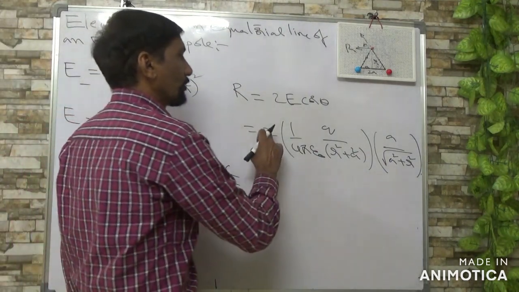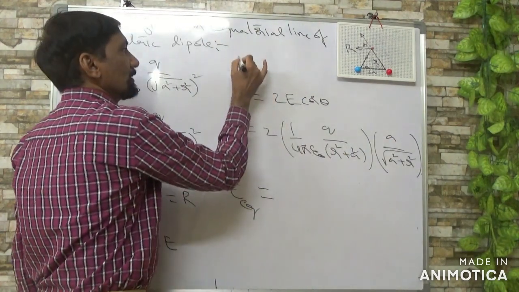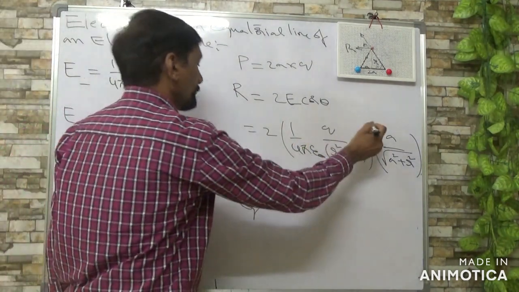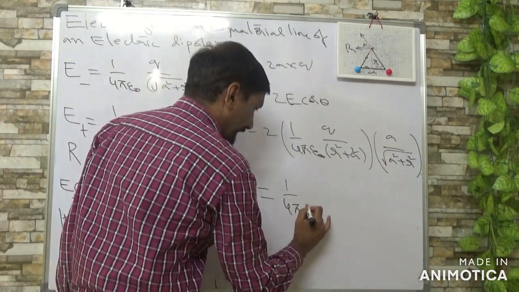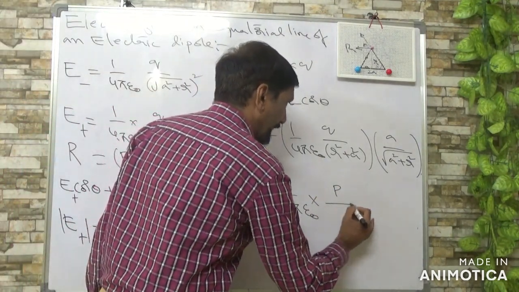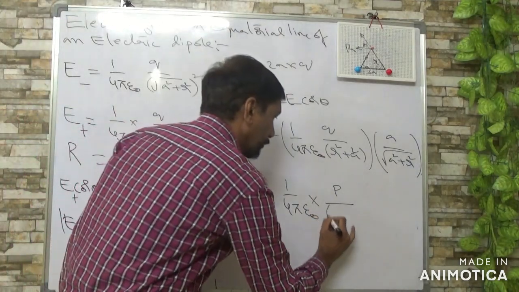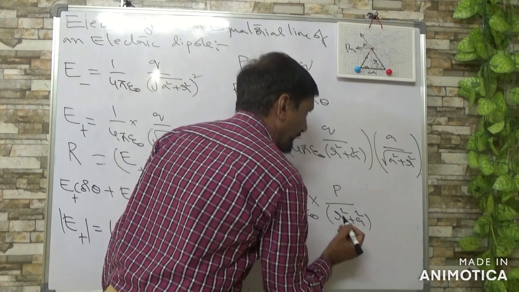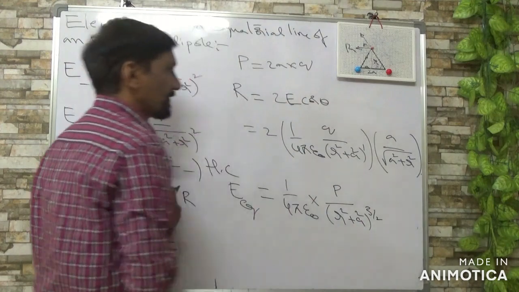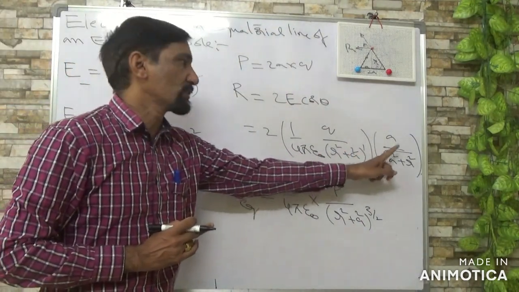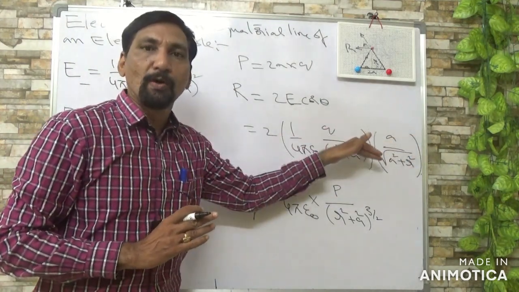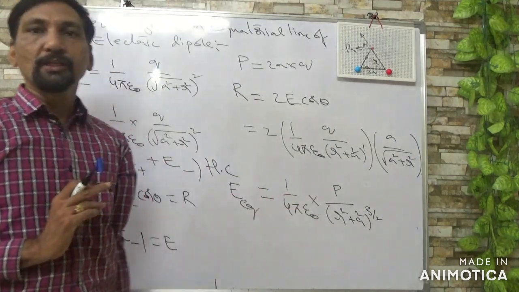It is equal to length into charge. So dipole moment is always length into charge. So 1 by 4 pi epsilon naught into dipole moment by root over R square plus A square, which is power 1 by 2, and this one is A square plus R square whole power 1 by 2. So whenever bases are equal, powers are added, 1 plus 1 by 2, nothing but 3 by 2.